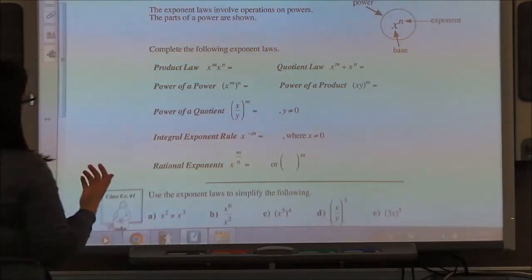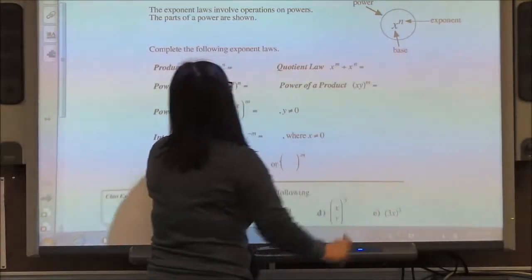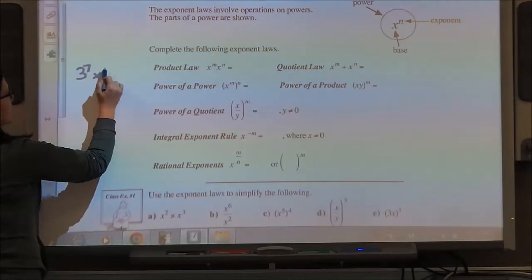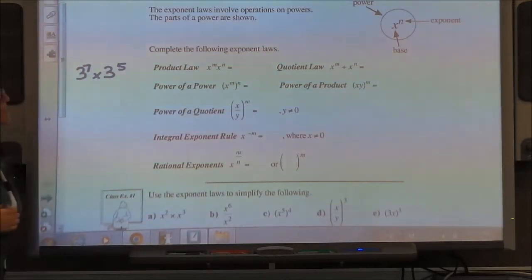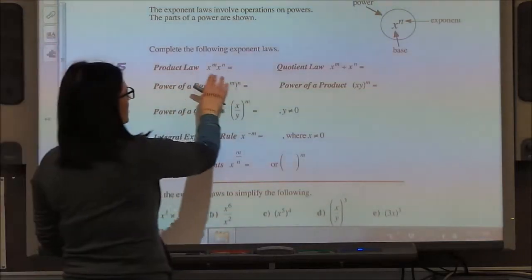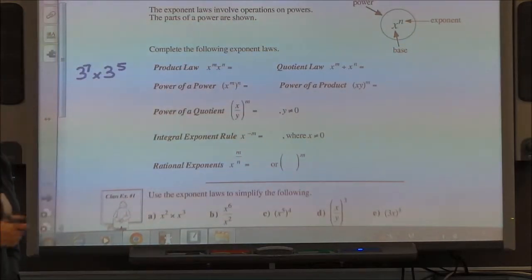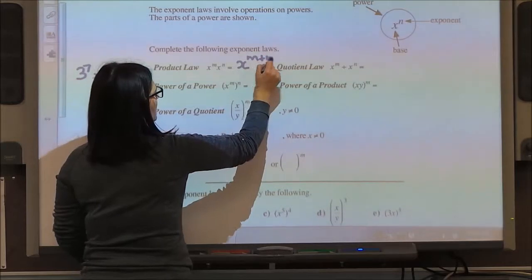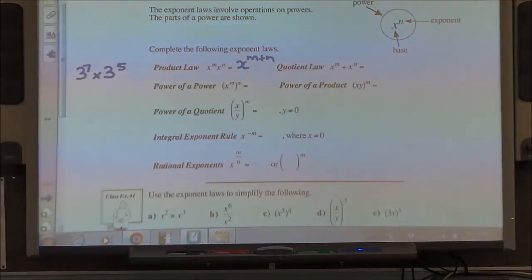So if we go through the exponent laws, if I had something like 3 to the power of 7 times 3 to the power of 5, and I wanted to simplify it as 3 to the power of something, what would that something be? 12. 12. What did you do? Add the exponents. So when the bases are the same, I can add the exponents. So this would become x to the power of m plus n. So I would add the exponents.